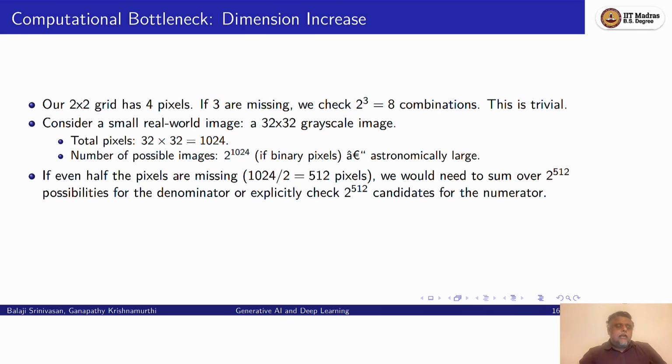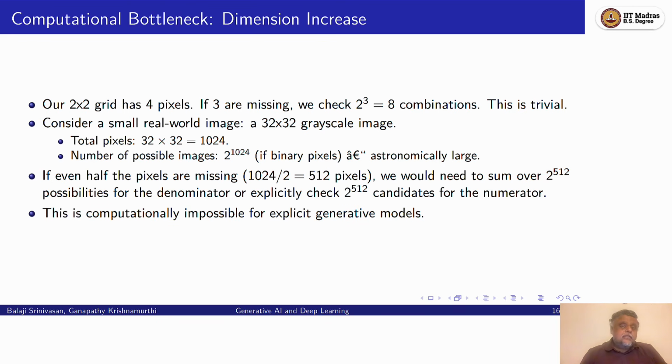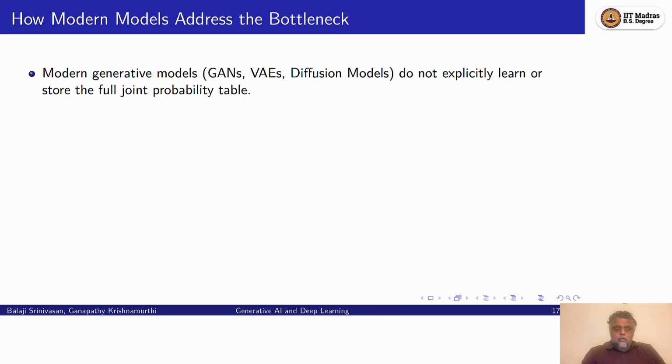So even if you're trying to figure out, say in the case where half the pixels are missing, that would mean that we need to marginalize over 2 raised to 512 possibilities for the denominator, or check about 2 raised to 512 candidates for the numerator, which is really very difficult, right? Computationally impossible for explicit, enumerative generative models.